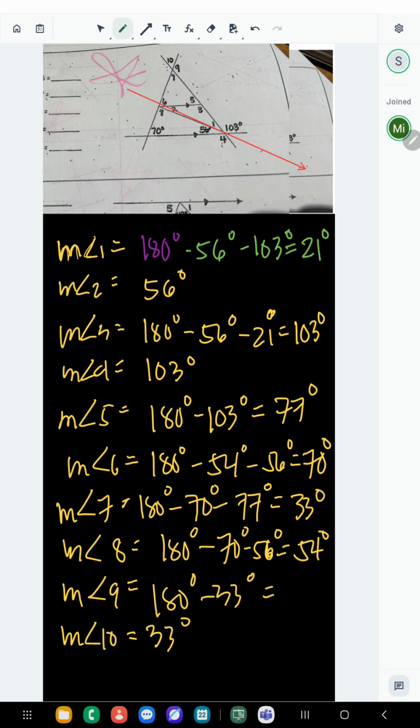Angle 9 is 180 minus 33. Okay, 147. Yes. Because we already got angle 7, which is 33 degrees, and they add up to 180 degrees, angles 7 and 9. So this one makes sense.